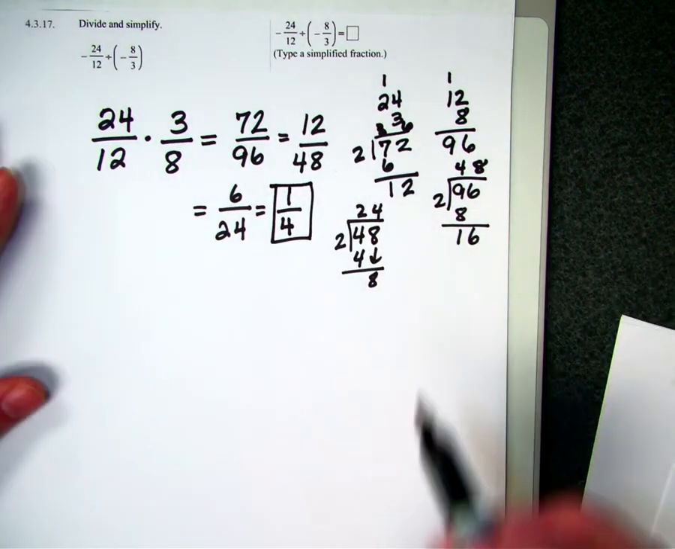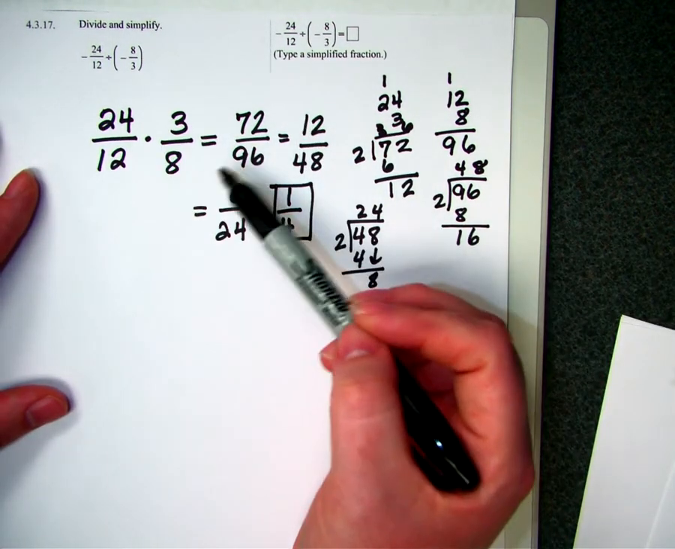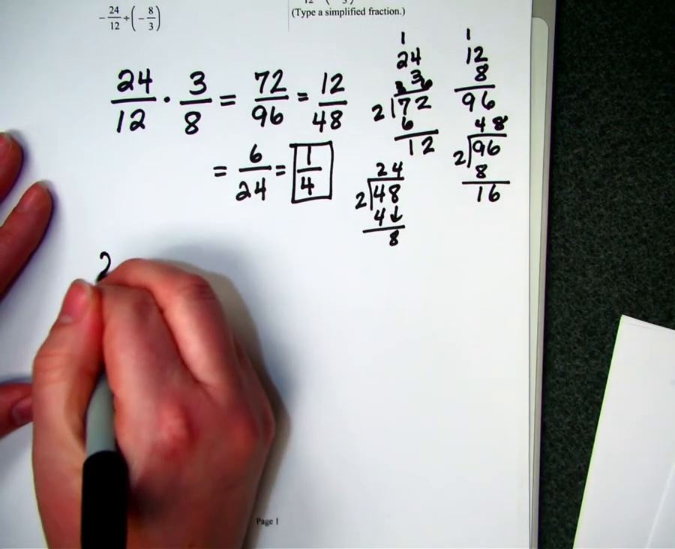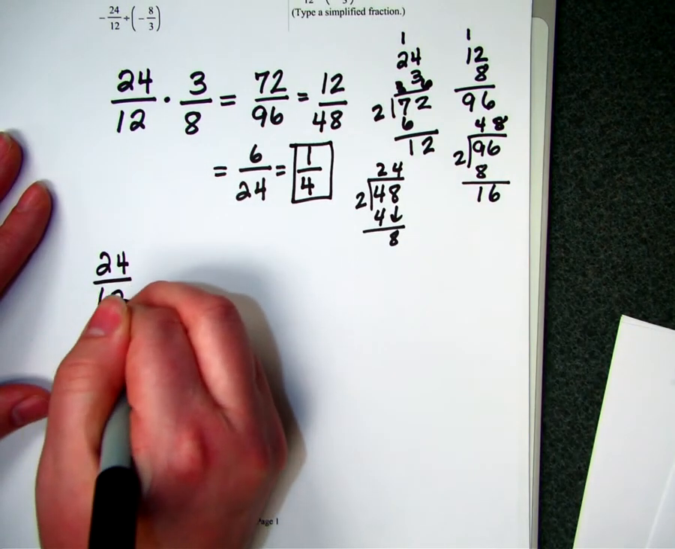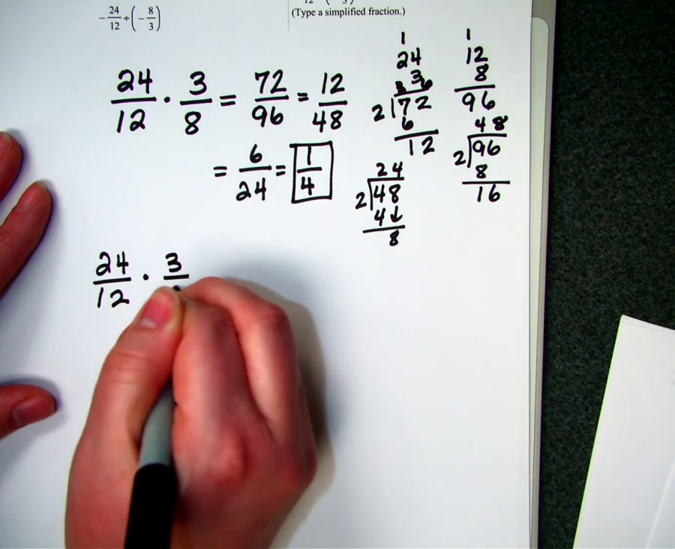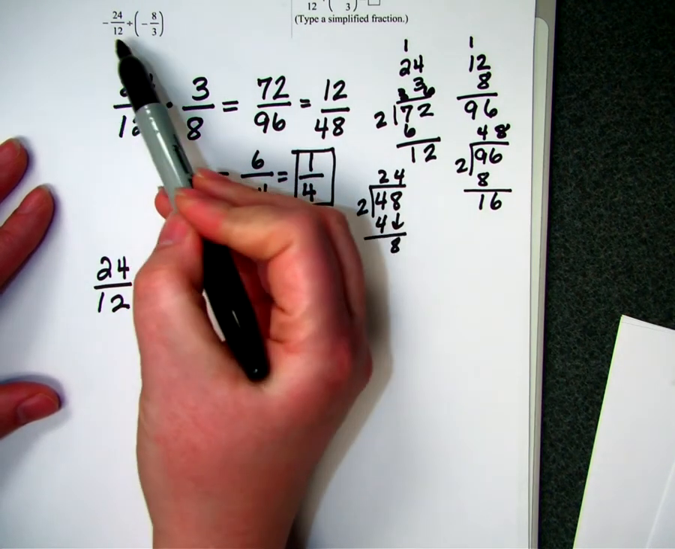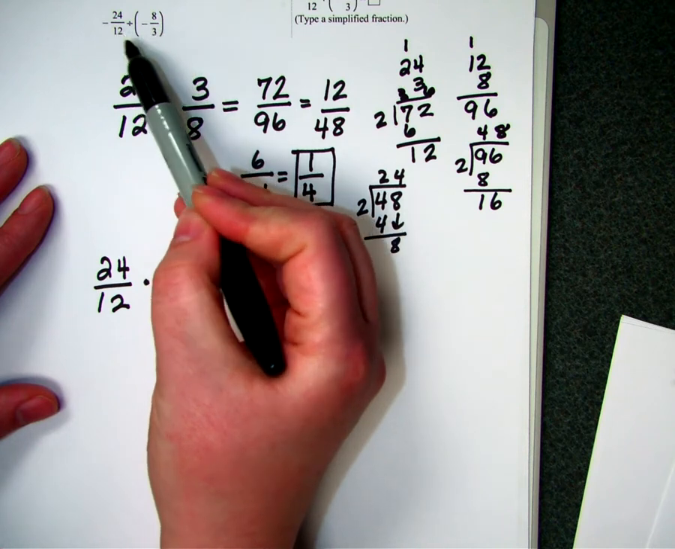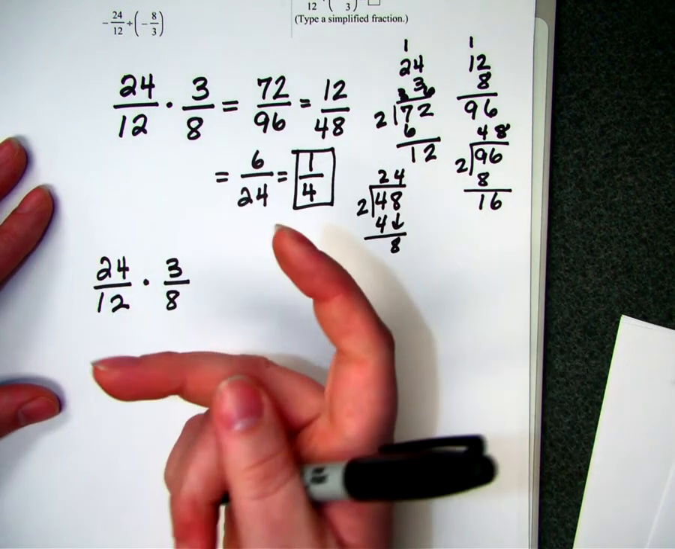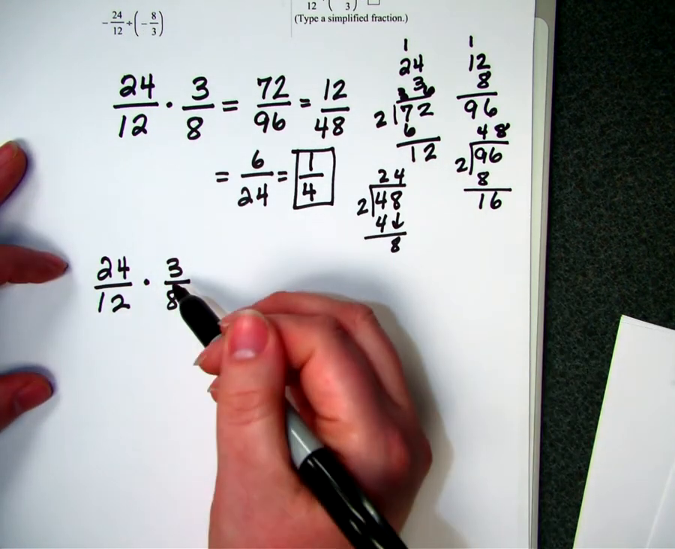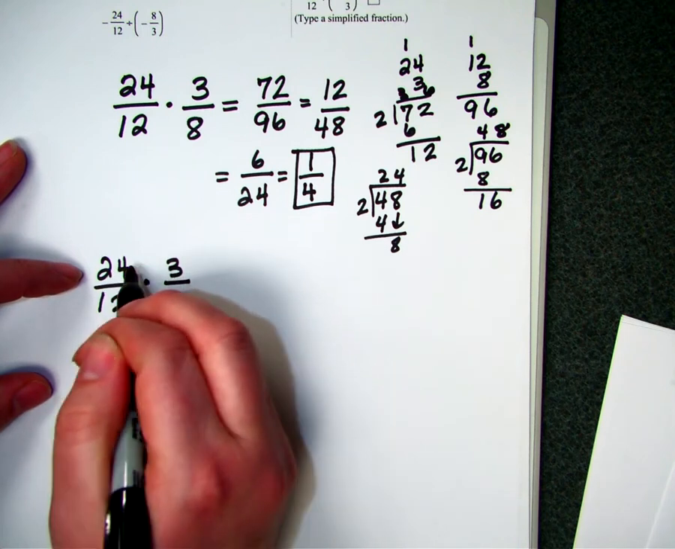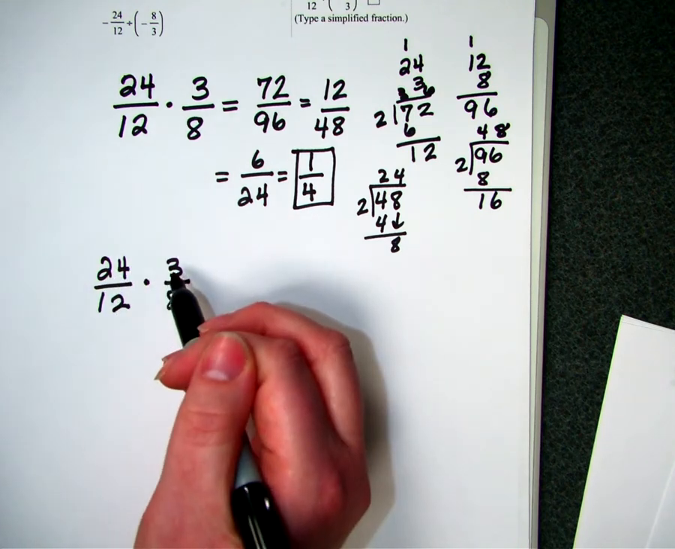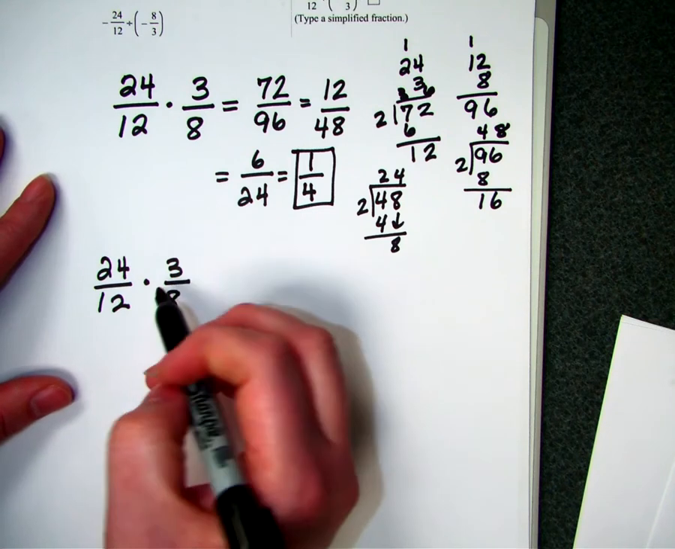Another way that we could have done simplification of this fraction without doing all of this stuff over here is 24 over 12 times 3 over 8. So again, I got rid of the negative sign because a negative divided by a negative is a positive. And then to divide two fractions, I take the second and flip it and multiply. When we multiply, we just go straight across. But one of the things that we could have done prior to multiplying was reduce our fractions.